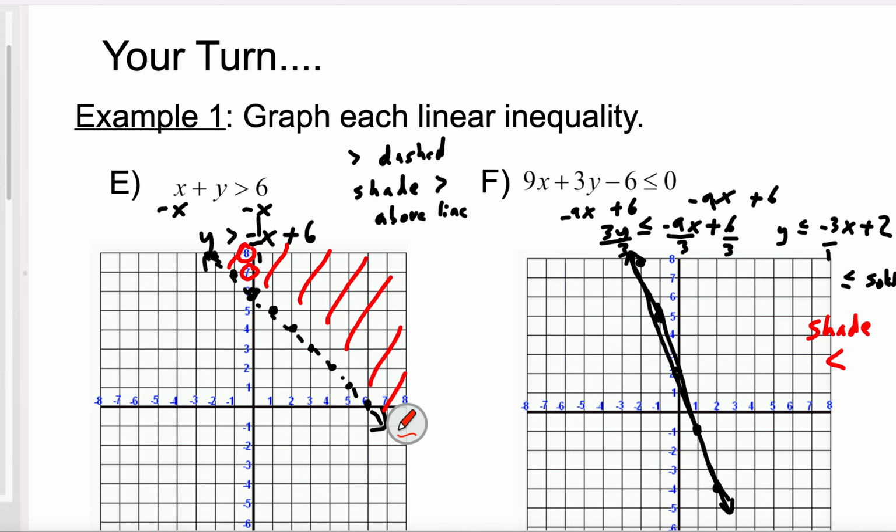Since it's less than, that is below. So you want to shade below the line where the y values are getting smaller. You can see that they're getting smaller down here. These are all smaller values, so you want to shade on that side of the line, which is over here.